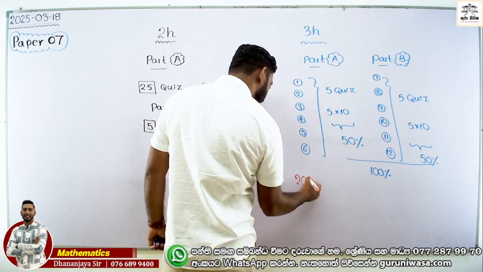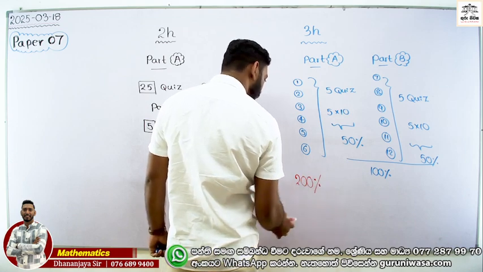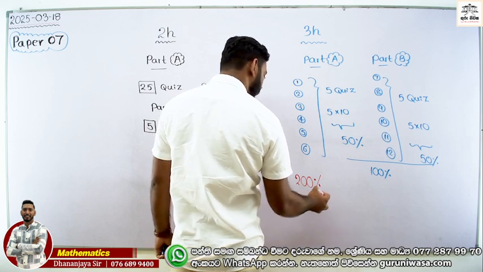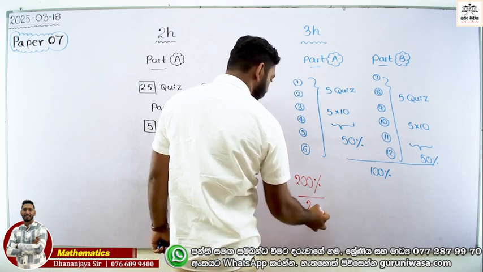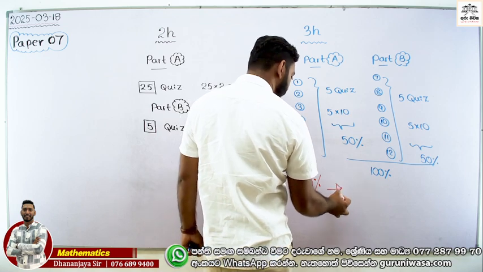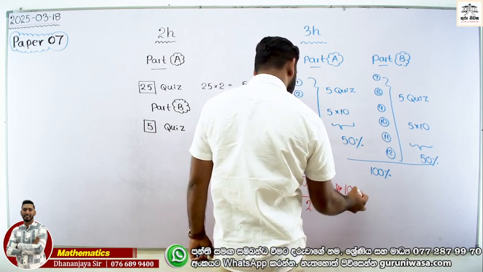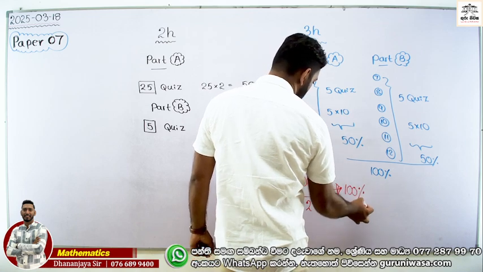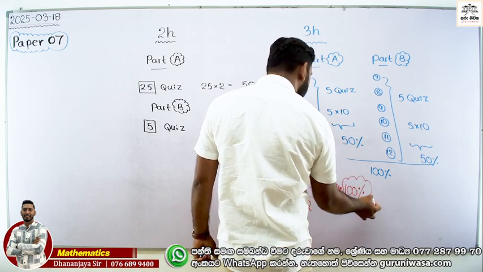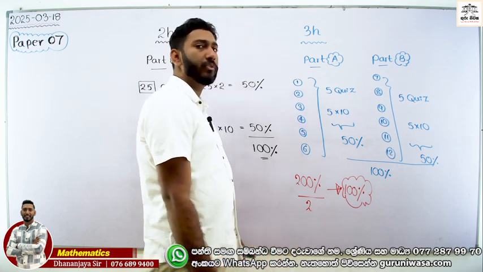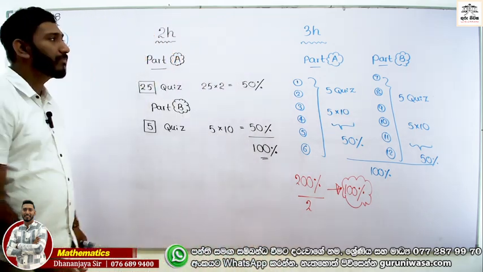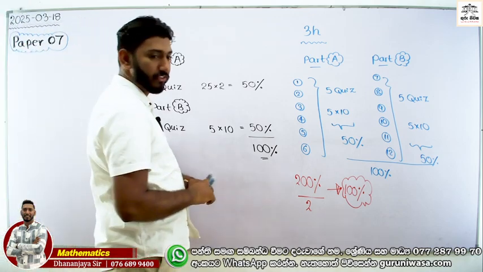200%, and it is divided by 2. Then the final result becomes 100%. This is the structure and the way to get the marks for the 2-hour paper and the 3-hour paper. Right?